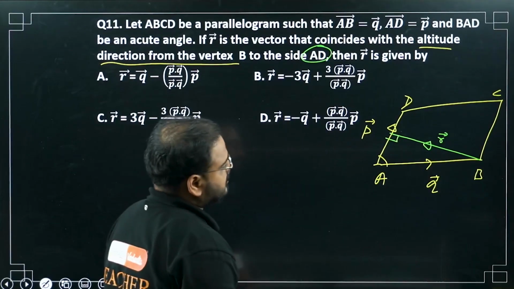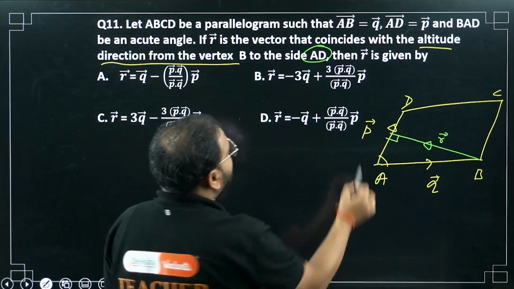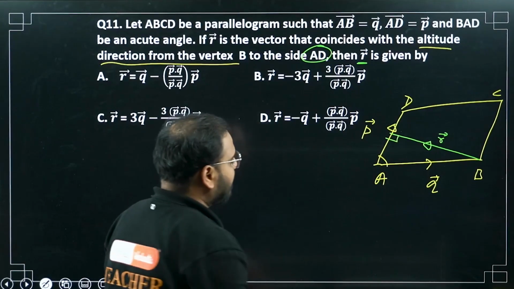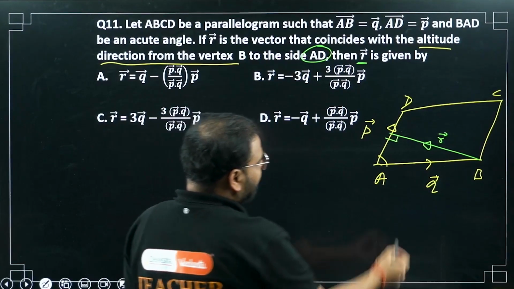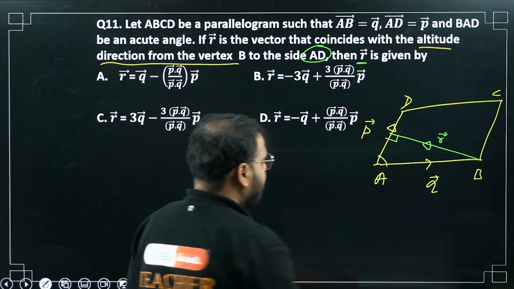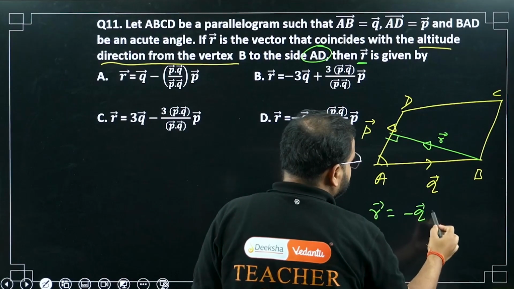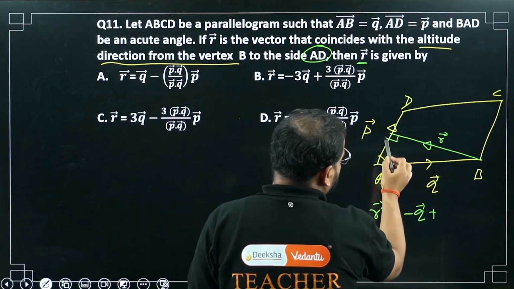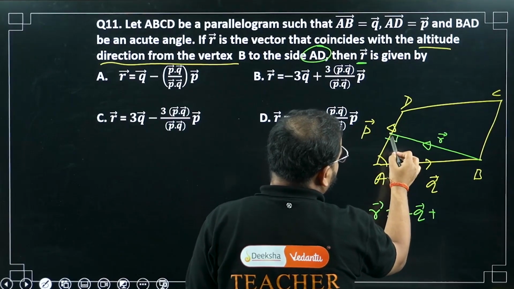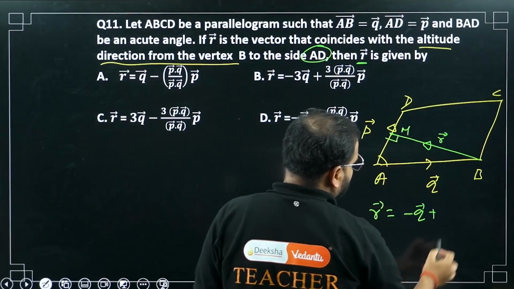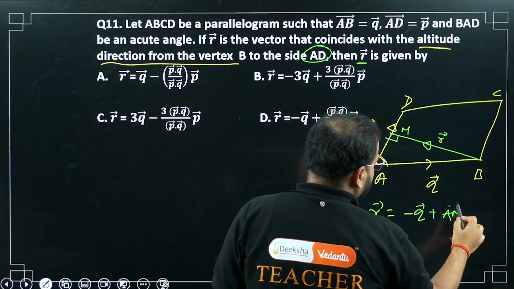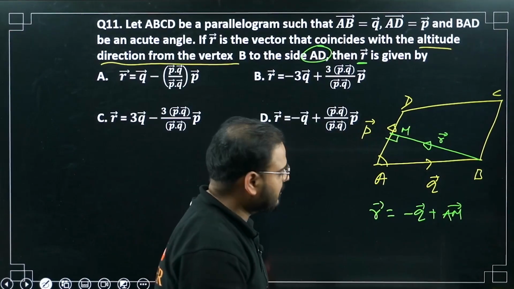Okay, this direction. They're asking, find r. So to find r, I can apply the triangle law. Please check. r will be given by minus q plus a. If I take this point to be, let's say, m, I'll write it as am, right?